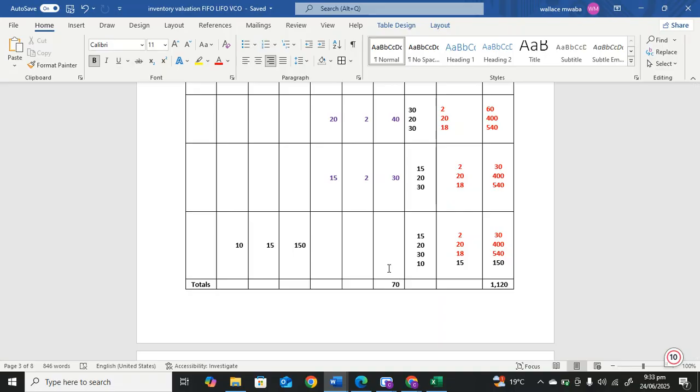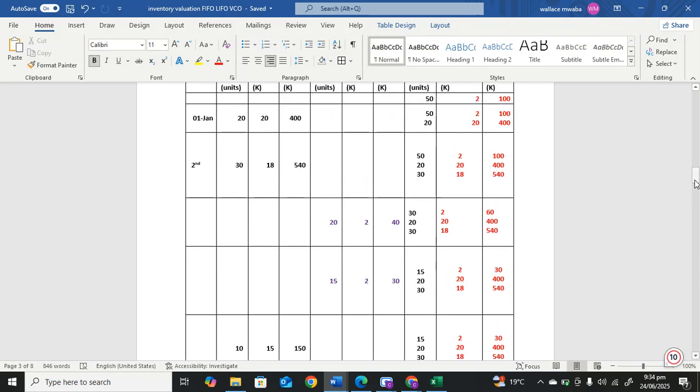You are waiting for a complicated formula? No, sir. The only way the examiner can punish you with this question is they just give you a lot of transactions. But otherwise, once you get the concept, it's easy. So, any questions on Fifo before we now move to Lifo? Last in, first out.